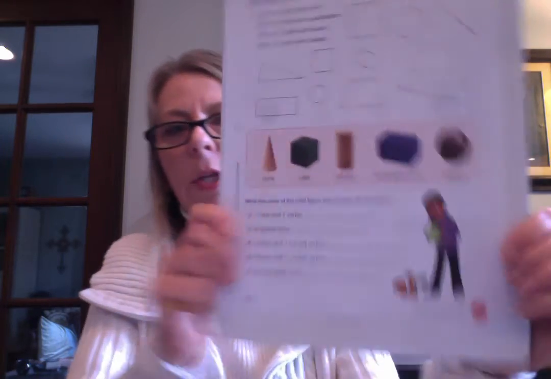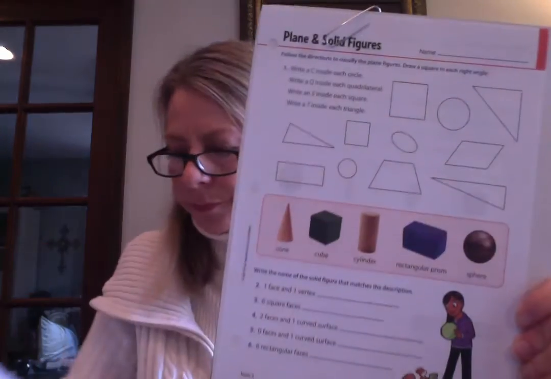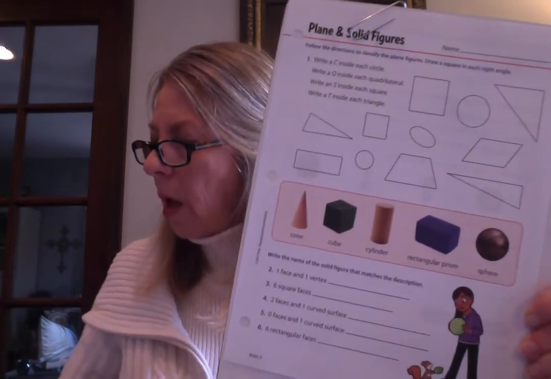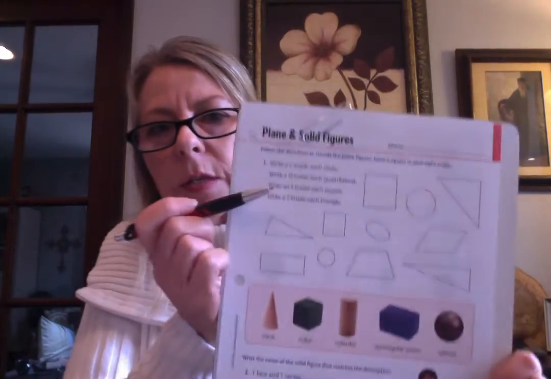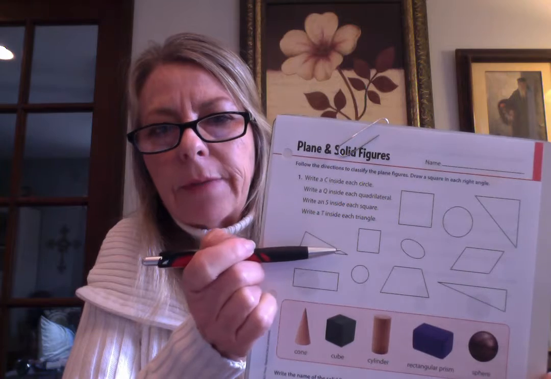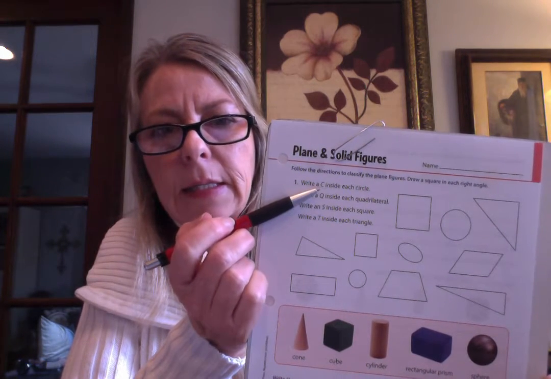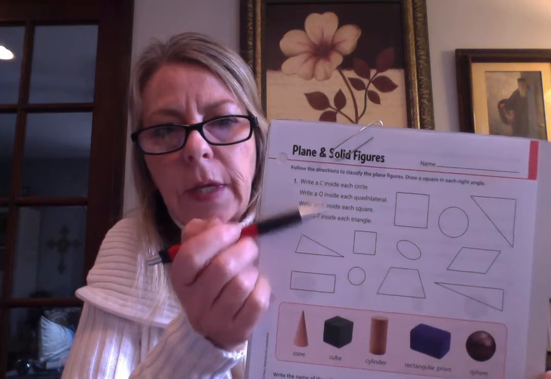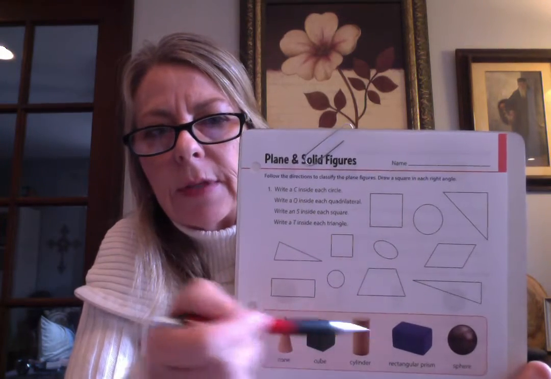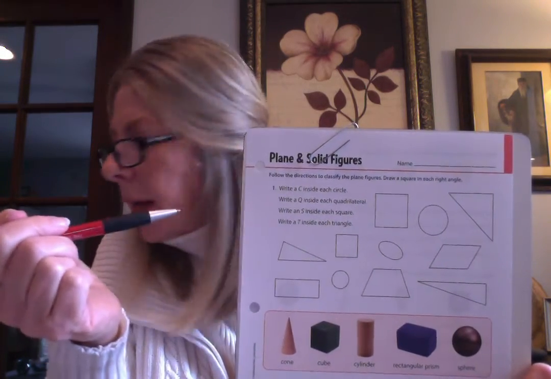So I would like you to get page 257. We're going to do that side together. Page 258 you're going to do on your own. Okay, so you should have this page in front of you. Okay, so look at the instructions. We are going to be labeling these different figures, okay? So we're going to write a C inside each circle, okay? So you can look at these, and if it's a circle, you're going to write a C.